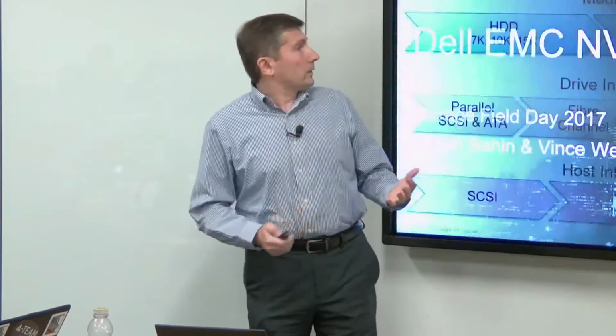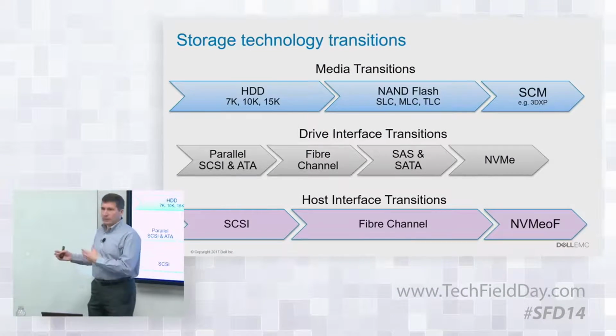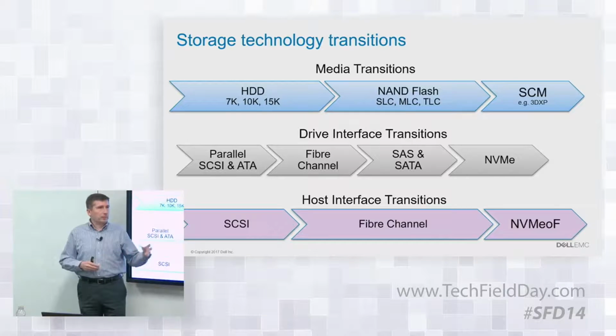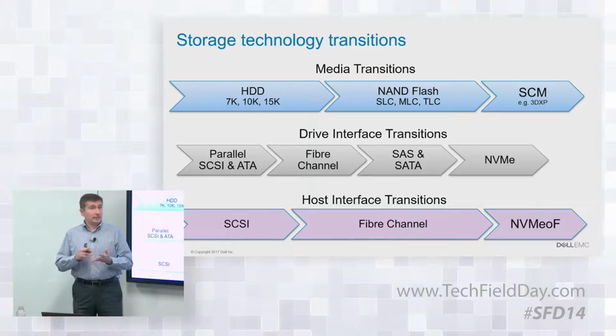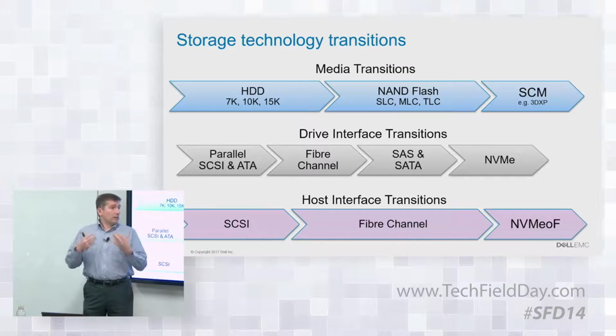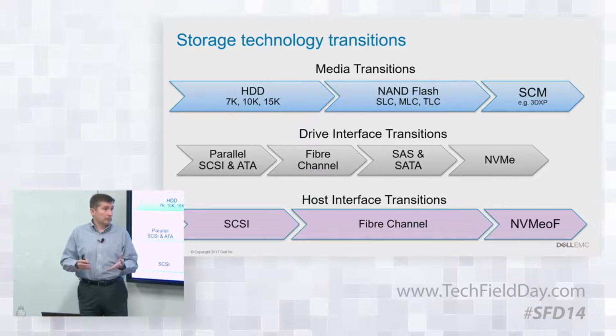So where I look at this is just take a look at some of the technology transitions. We are looking into media transitions. Both Vince and I have been around for a long time. We've seen hard drives of different capacities, different speeds. NAND flash, since 2008, you had SLC, MLC, TLC, planar, 3D, all those different flavors, and now transitioning into storage class memory, which gives us a different set of performance characteristics, endurance characteristics, and price performance characteristics.